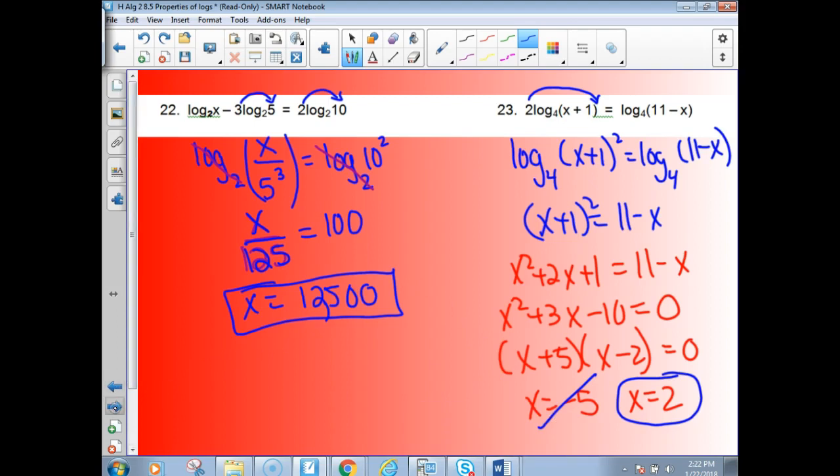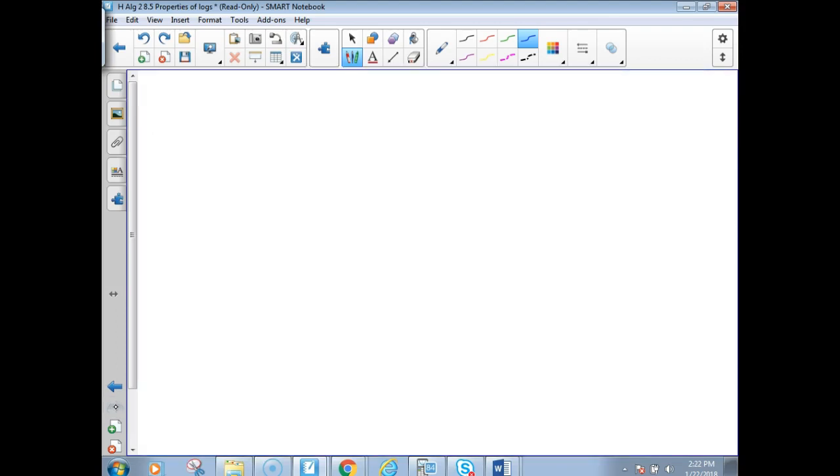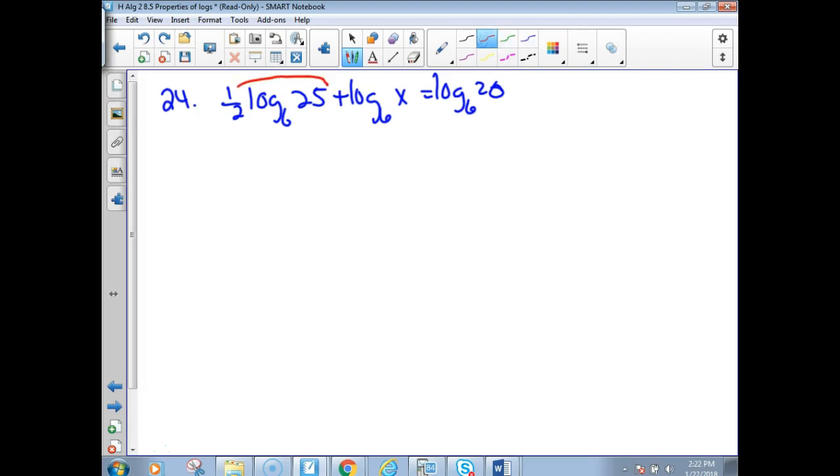Now, I don't know why I don't have it in my Smart Board numbers, but there is a 24 and 25 on your paper, correct? All right, somehow my page got deleted. It says 1/2 log in base 6 of 25 plus the log in base 6 of x equals the log in base 6 of 20. All right, I'm going to rewrite, put the 1/2 back on as an exponent.